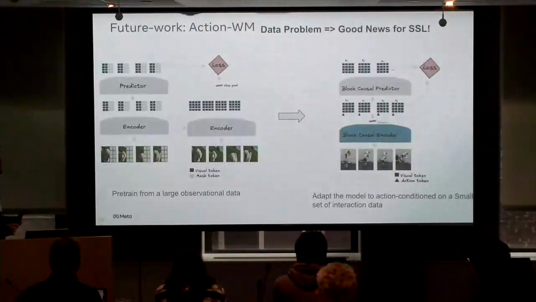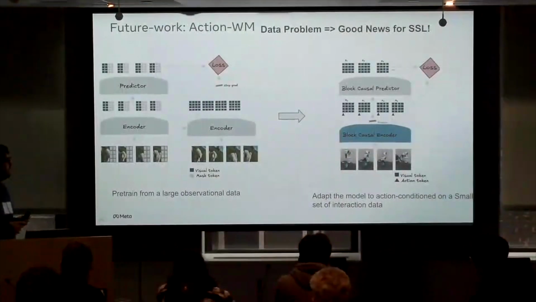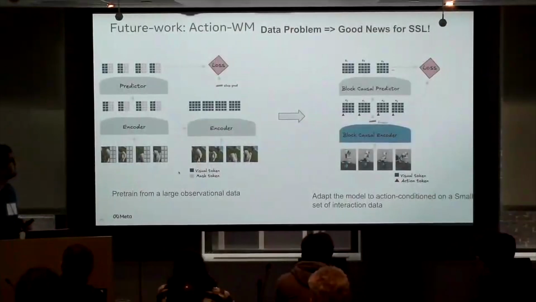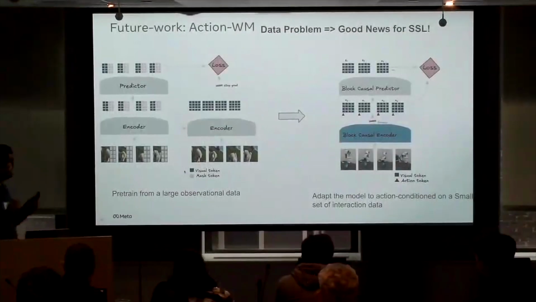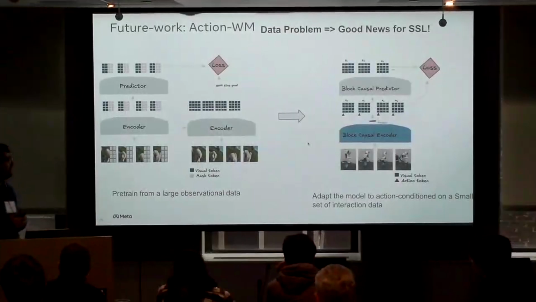But actually, this kind of data problem is good news for SSL, because the whole point of SSL is to learn a good prior of the world and have a label-efficient way to apply the model to downstream tasks. This is the type of solution we are currently exploring. We train a JEPA model, with some changes but roughly similar, on a large scale of observational data, so a lot of video from the internet, trying to solve this kind of mask denoising task. Then after training, we have a second stage where we adapt the model for causal prediction on robotic data.